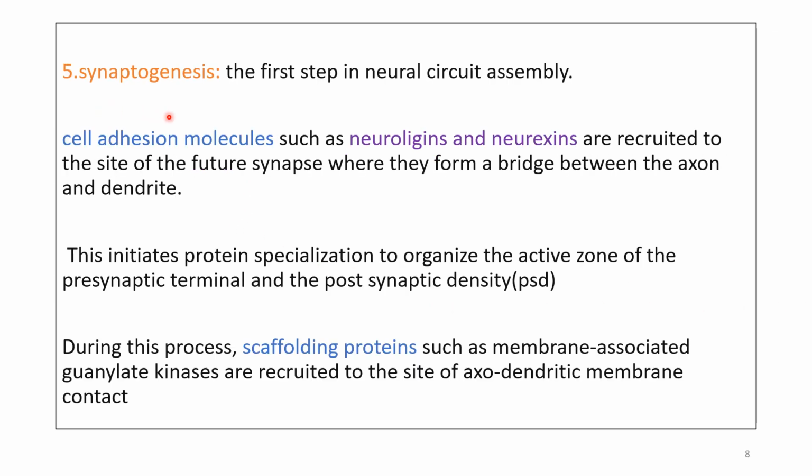Next coming to synaptogenesis. This is the first step in neural circuit assembly. The cell adhesion molecules such as neuroligins and neurexins are recruited to the site of the future synapse where they form a bridge between the axon and dendrite. This initiates protein specialization to organize the active zone of the presynaptic terminal and postsynaptic density. During this process, scaffolding proteins such as membrane-associated guanylate kinases are recruited to the site of axodendritic membrane contact.